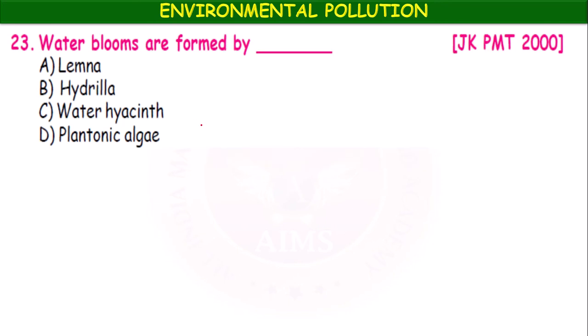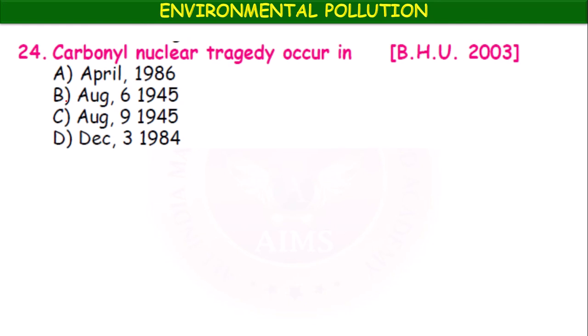Water blooms are formed by lemna, hydrilla, water hyacinth, planktonic algae. Okay, the species which forms water blooms, that is water hyacinth. Chernobyl nuclear tragedy occurs in which year? April 1986, August 6th 1945, August 9th 1945, December 3rd 1984. It is in 1986.